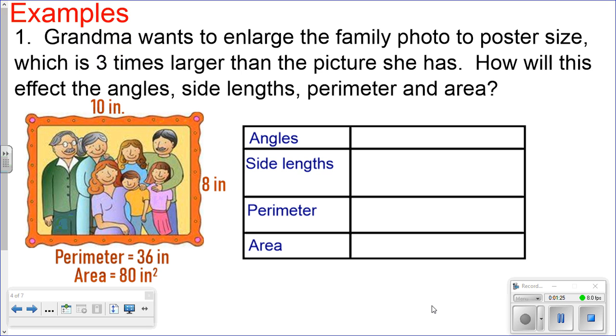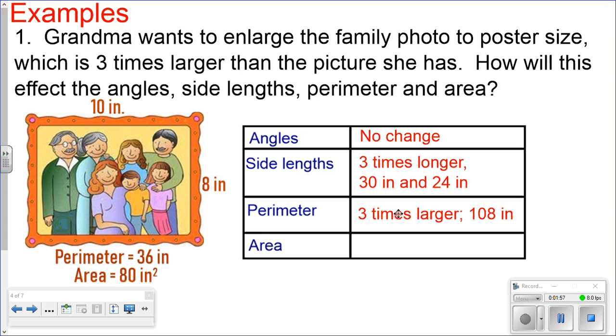So for example, Grandma wants to enlarge the family photo to poster size, which is 3 times larger than the picture she has. How will this affect the angles, side lengths, perimeter, and area? So in this one, there's not going to be any change to the angles. It's being dilated. The side lengths will be 3 times longer. So this side was 10, now it will be 30. This side was 8, now it'll be 24.